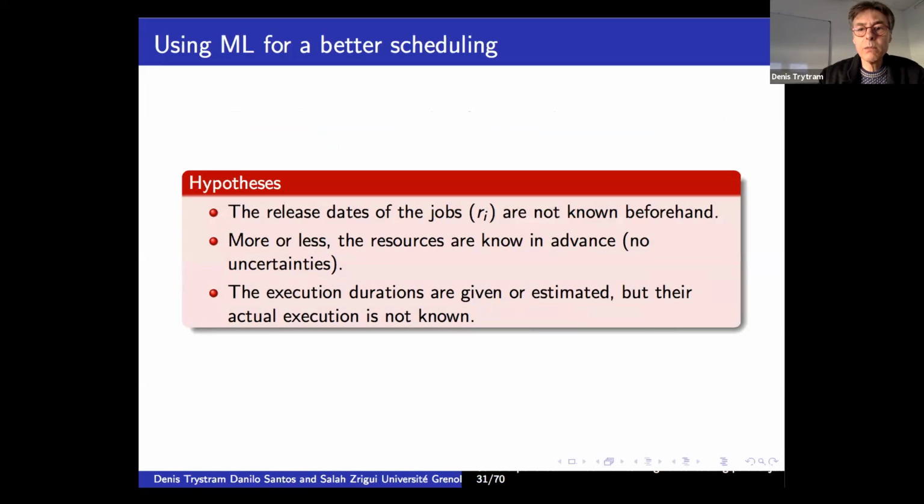Here are just some hypotheses. We don't know when a job will arrive. Maybe we can have some expectation. This is why HPC is a rather good example, because the resources are more or less known in advance. You don't have any process that crashes, or usually you have very small uncertainties here. But the execution durations are given, and we know that they are not accurate.